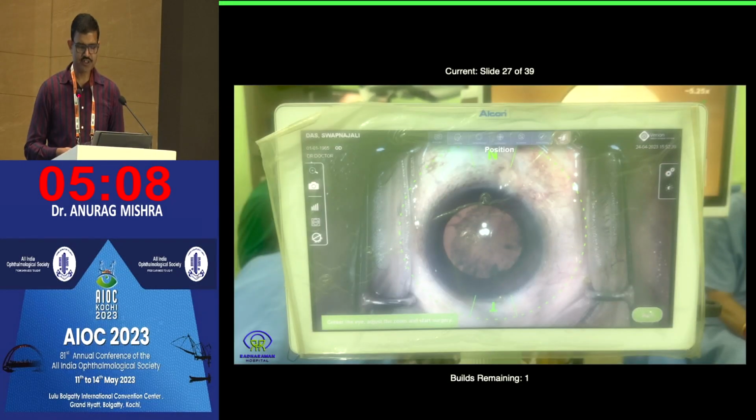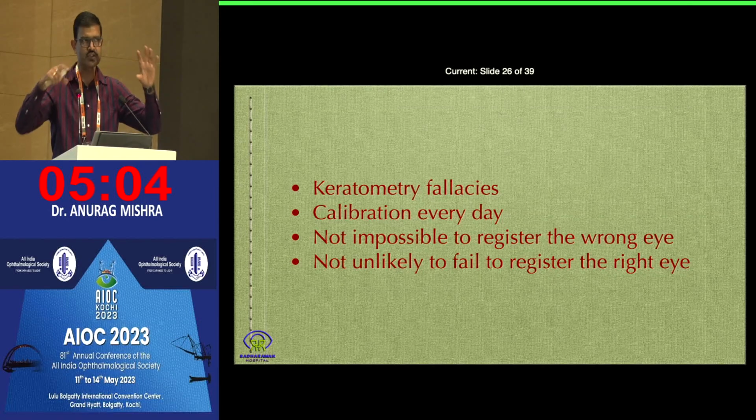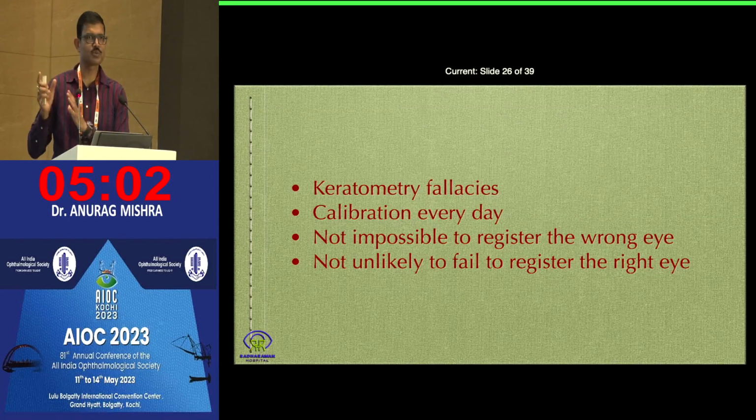So let's go to the not so good aspects of this image guidance. The keratometry fallacies are there because it measures the keratometry on a single ring, not on 3 zones. The calibration has to be done almost every day in your office. It is not impossible for that machine to register a wrong eye.